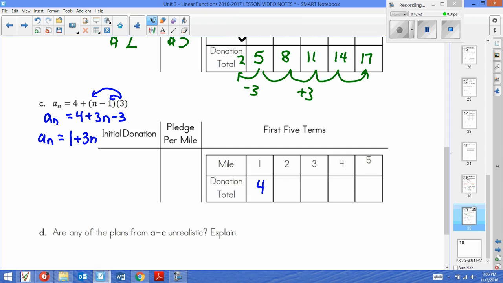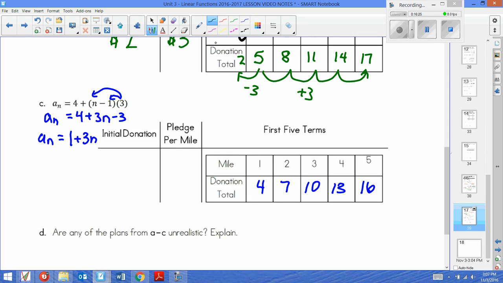Let's see if we did this right. I like this so much better. So let's put in 1. I input 1. 3 times 1 is 3, plus 1 is 4. Perfect. Let's put 2 in. 3 times 2 is 6, plus 1 is 7. 3 times 3 is 9, plus 1, which is 10. 3 times 4 is 12, plus 1, which is 13. And lastly, 3 times 5 is 15, plus 1 is 16.